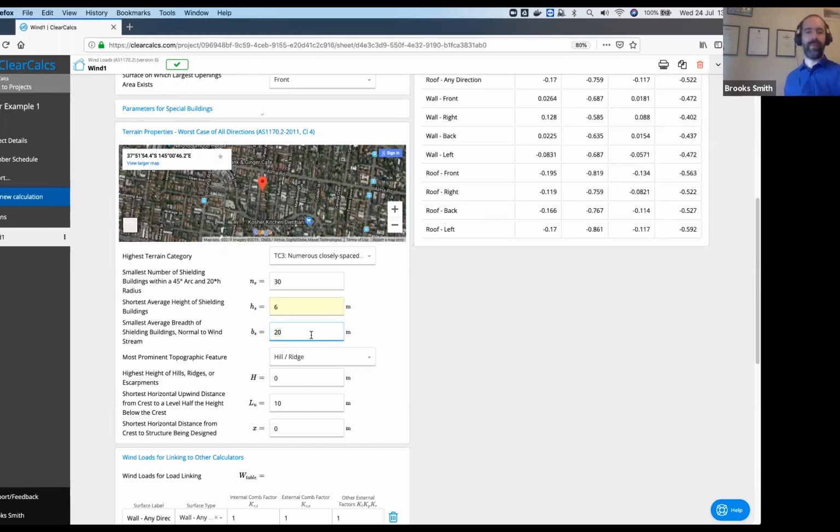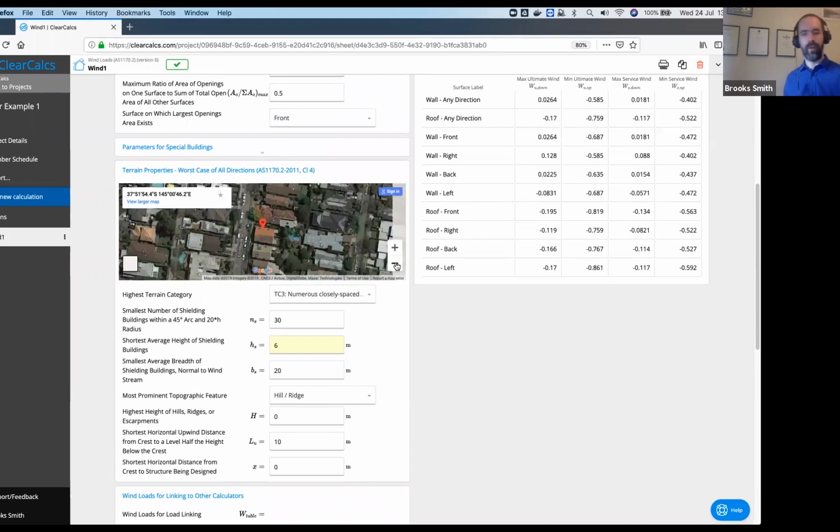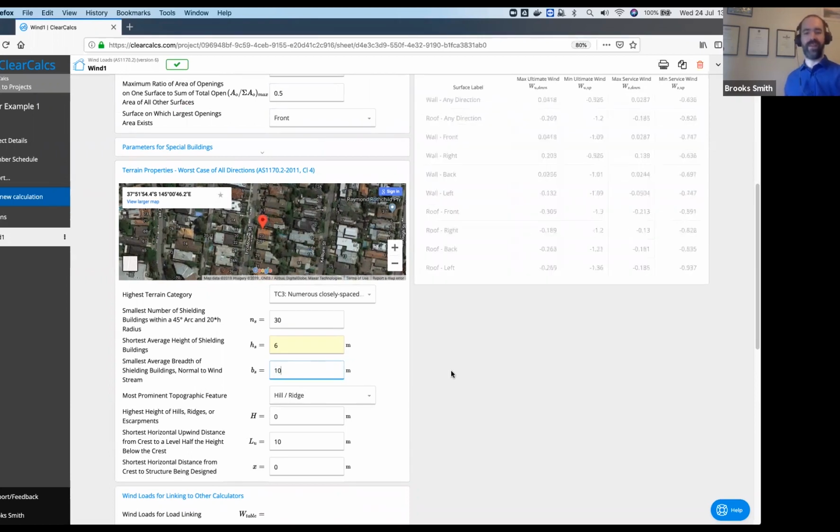The average breadth of those shielding buildings, remembering that this is normal to the wind stream. So zooming in a little bit on our map here, note that all the buildings are essentially aligned with an axis in one direction. So if the wind is coming in from the east, that breadth is actually relatively small. So I'm going to say that the worst case breadth here is about 10 meters.